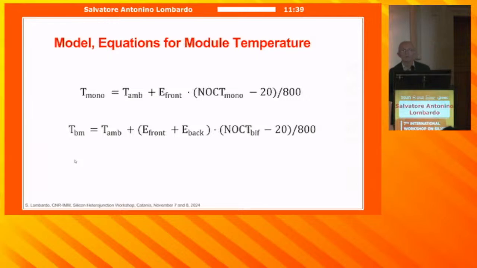Clearly, we need a model for temperature, and we use the most simple, but I think very useful, model by Ross. It's a very old model. The idea is that the cell temperature is the sum of the ambient temperature plus a term which depends on the intensity of the radiation, and there is a parameter which is the nominal operating cell temperature. This is true for the monofacial cell, but we assume it is also true for the bifacial cells. In the bifacial cells, we corrected the model by considering the light also impinging from the albedo, from the back of the cell.